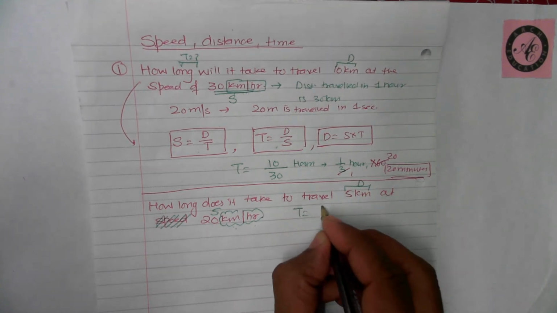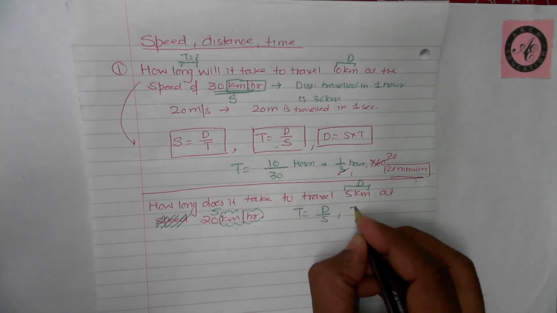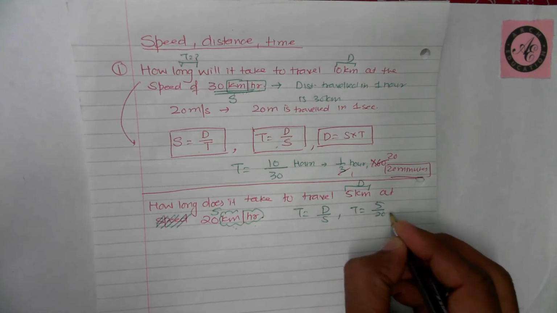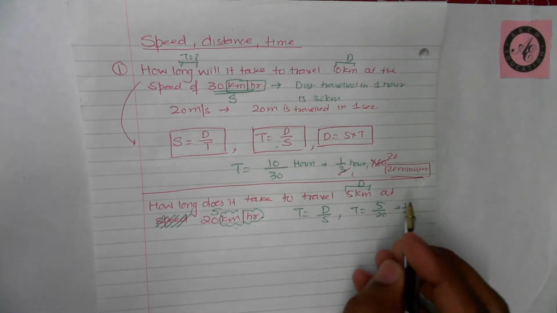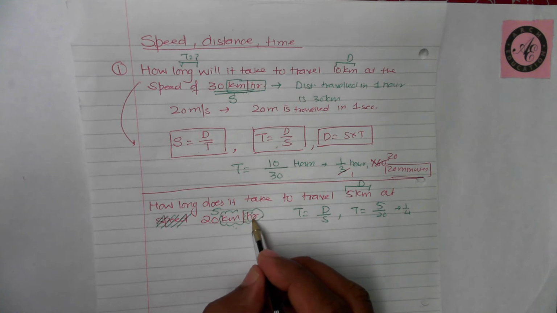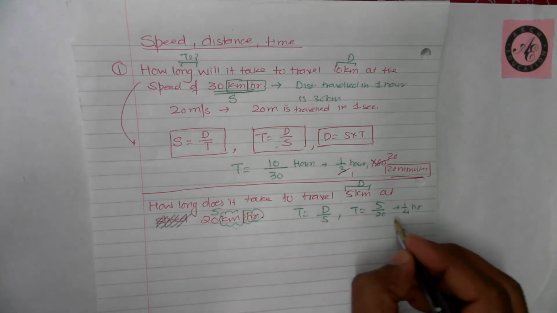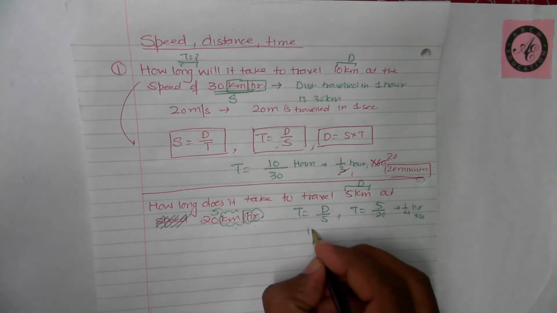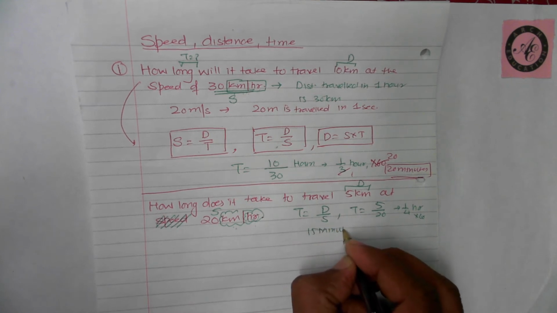So time equals distance over speed one more time. So time equals 5 over 20, which is 1/4. And what unit? The unit given to us in the speed. 1/4 of an hour. So times that by 60. The answer is 15 minutes.